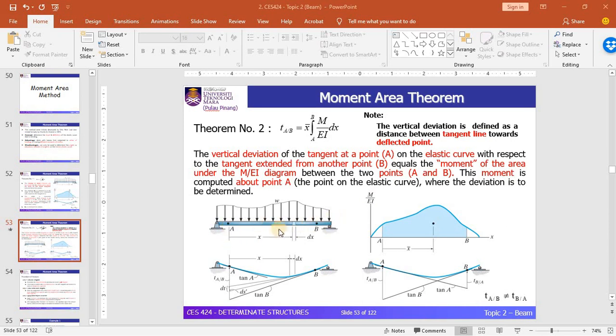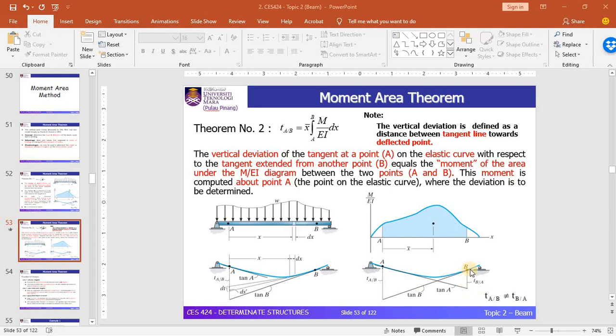We consider two points A and B. This beam is loaded by the UDL. This is an elastic curve diagram for the beam, or in other words, the deformation shape of the beam due to the load applied. So we have the same points A and B. By drawing the tangent line at A and the tangent line at B, you can see that we have one straight line drawn from tangent B to the point A, and another from tangent A to the point B.